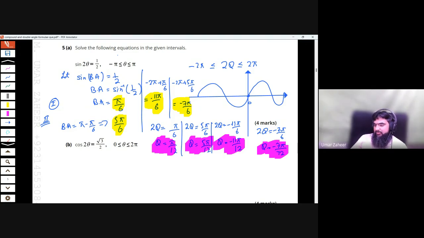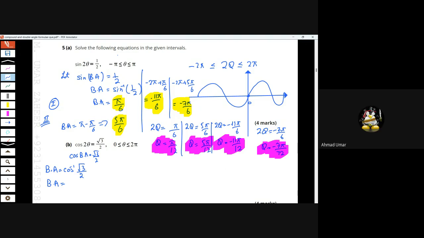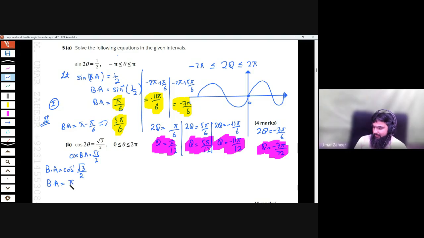Now, in the same way, you have cos 2 theta is equal to root 3 over 2. We are doing the same thing. First of all, I'm just going to find the base angle. The base angle is cos inverse of root 3 over 2, that is equal to pi divided by 6.